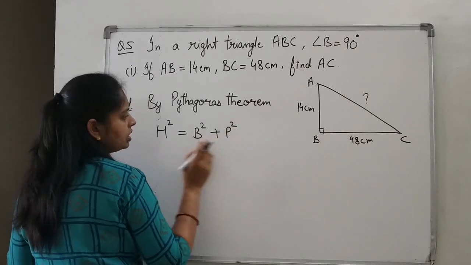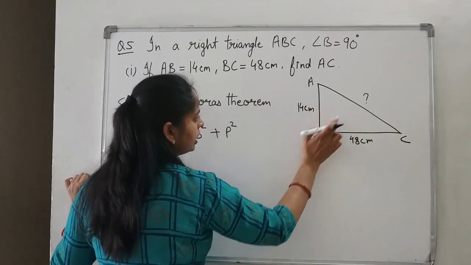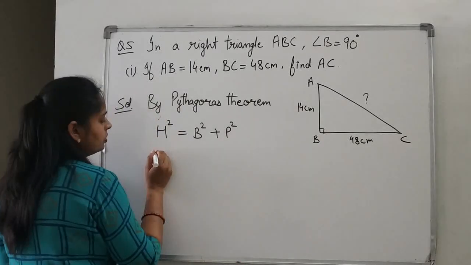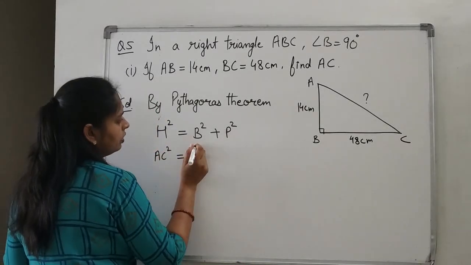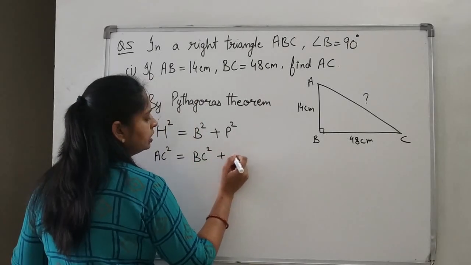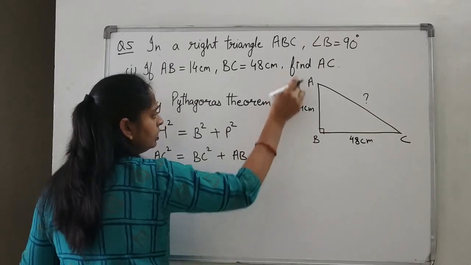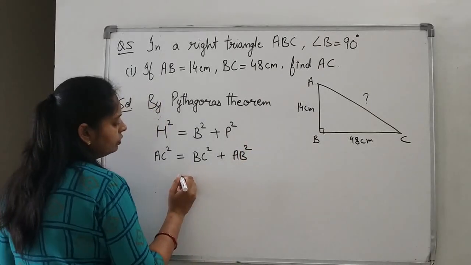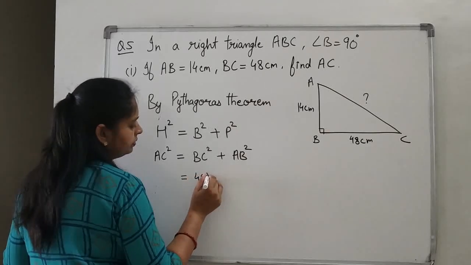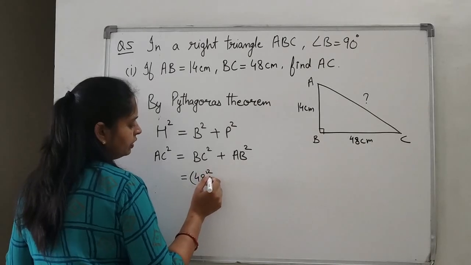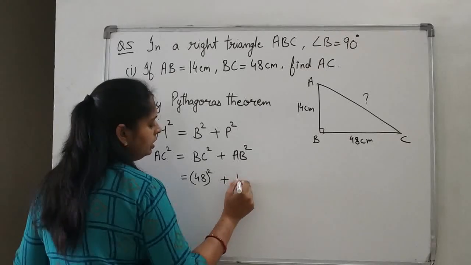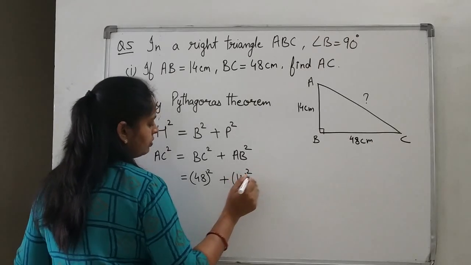So what is the hypotenuse here? The side opposite to 90 degrees is known as the hypotenuse. That is AC. So AC square is equal to, what is base here? Base is this line BC, so BC square plus AB square, where AB is the perpendicular. Now we know the values for BC and AB. BC is 48 and BC square is 48 square. AB is 14 and AB square is 14 square.